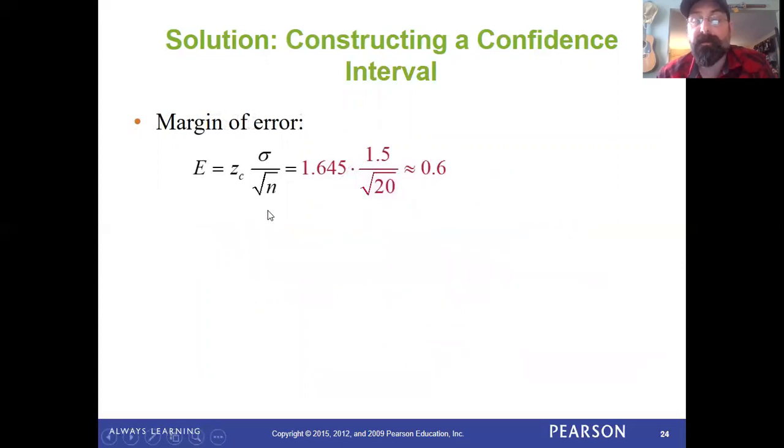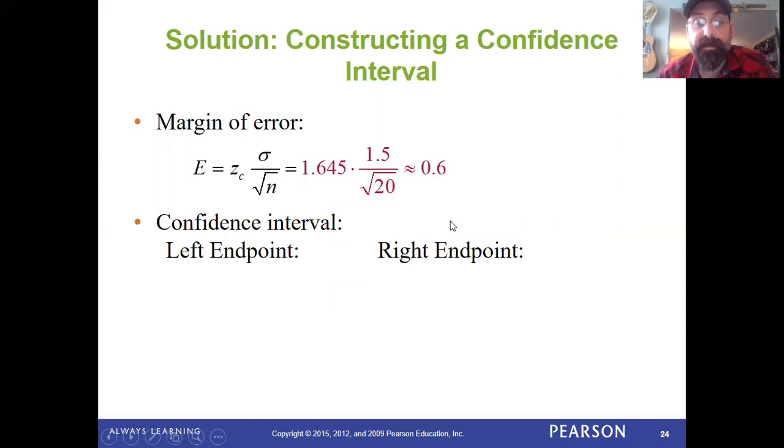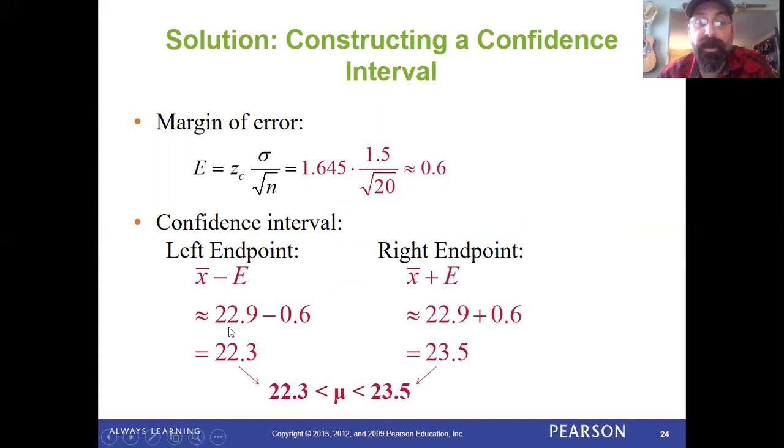We plug that into our margin of error formula, 1.645. We were told sigma was 1.5, divided by the square root of our sample size, 20, and we find it to be 0.6. Add and subtract that from our point estimate. The average of our 20 had a mean age of 22.9. So subtract the margin of error, add the margin of error, and we've just developed the confidence interval. We are 90% confident that the average age of all of the students on this college campus is between 22.3 and 23.5.